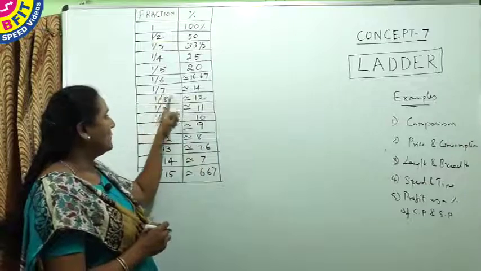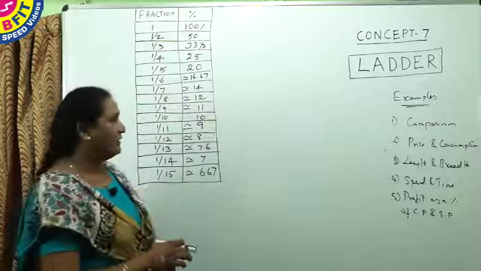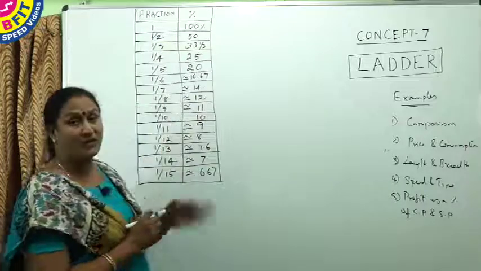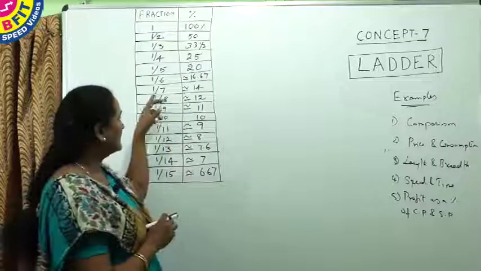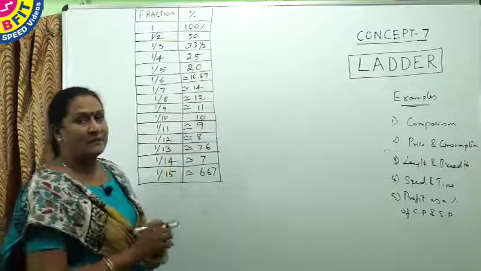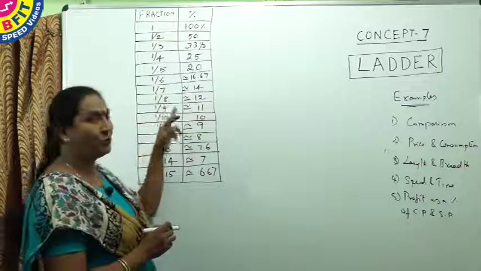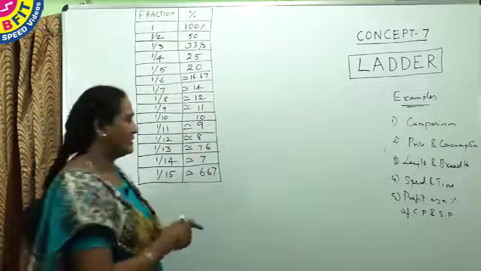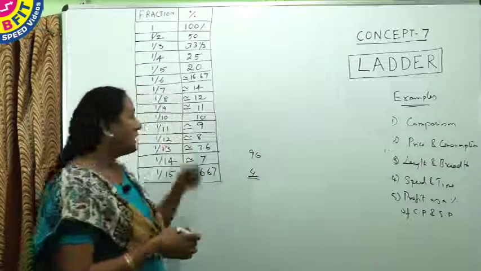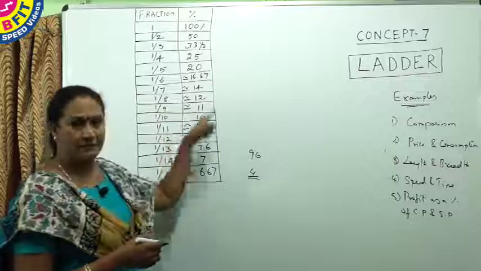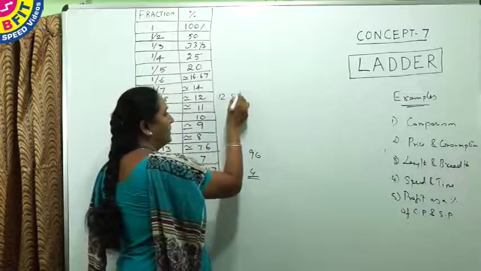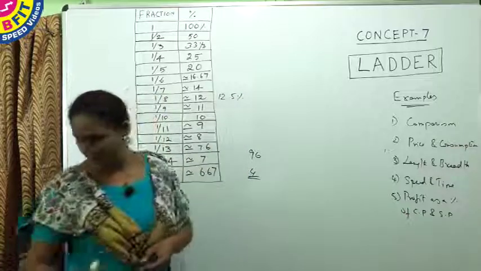So 1 by 7. You check which number multiplied with 7 gives a number nearing 100. So 7 into 14 is 98. So the approximate percentage is 14%. What is 1 by 8 as a percentage? 8 into 12 will give you 96, and the remainder is 4, which is half of 8. So approximately it is 12%, or exactly 12.5%.